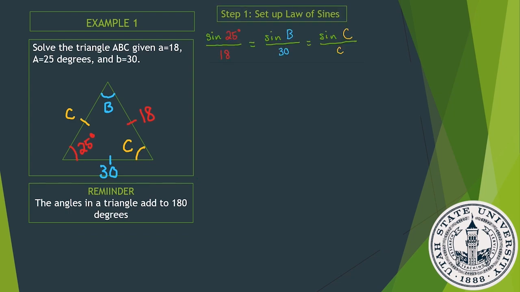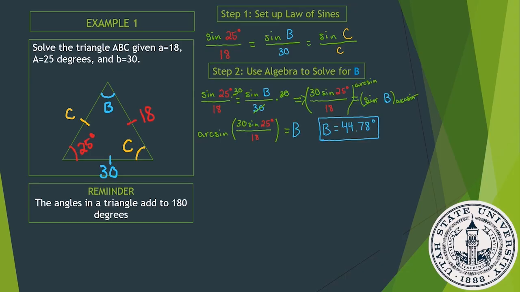Next, we can set up the law of sines relationship using the given information. After this is set up, we can use this relationship to solve for angle B since we already know what side B is. In order to do this, we can do some algebra to get sine of B by itself since that is our unknown. Once sine of B is by itself, the way to get just B is taking the arcsine or inverse sine of each side. Once that is plugged into the calculator, we get angle B to be equal to 44.78 degrees, which we can just round to 44.8 degrees for this problem.